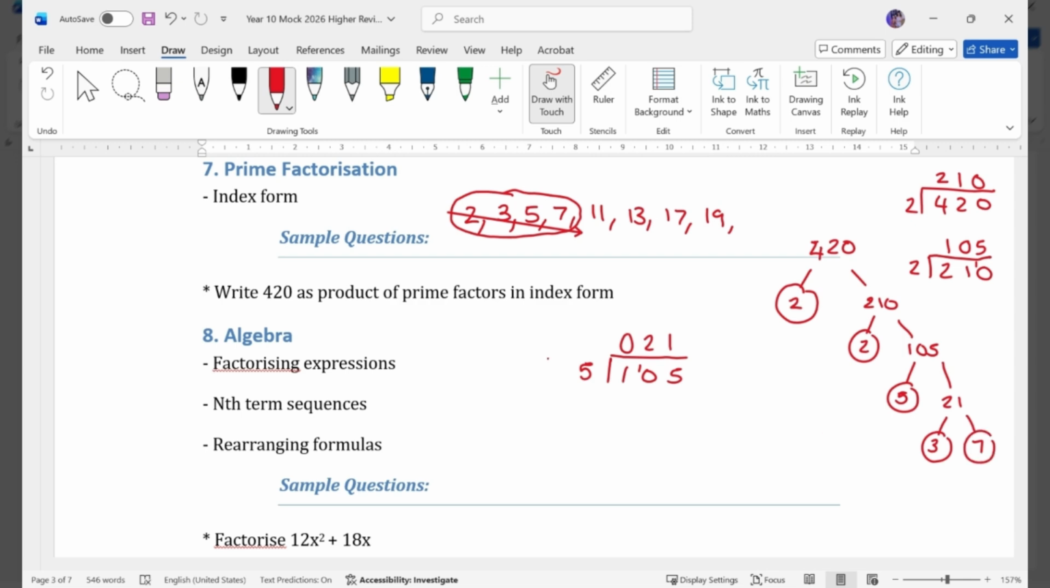Now, writing that as a product of prime factors in index form, well, the product of prime factors is just writing all my circled numbers, all my prime numbers, as a times sum. The index form is if there's more than one of the same, we write it with an index. So for example, there's 2 2s, so we can write 2 squared instead of 2 times 2. Now there aren't more than 1 5, more than 1 3, or more than 1 7, so the rest can just follow on there.